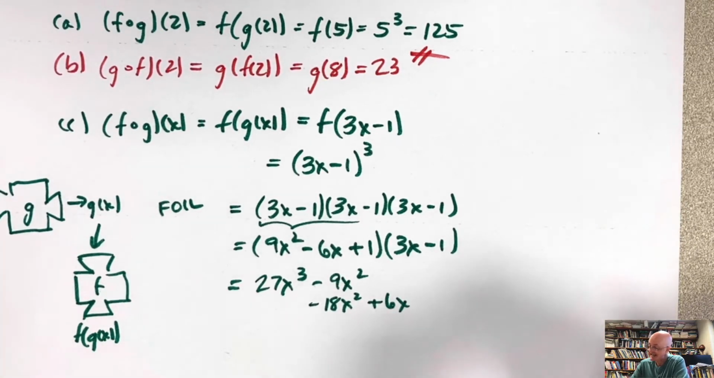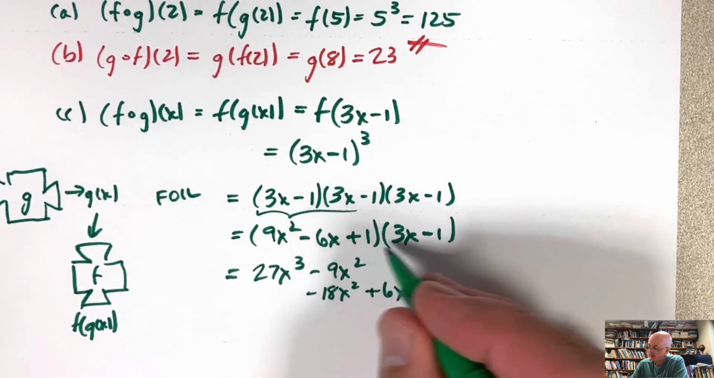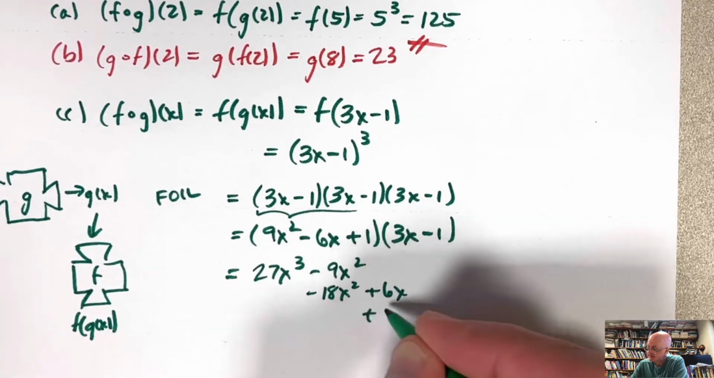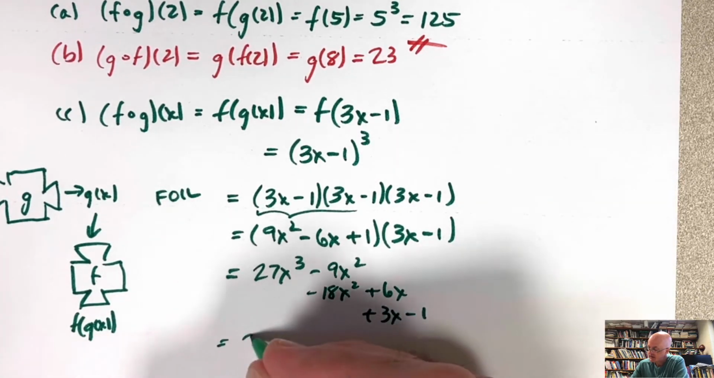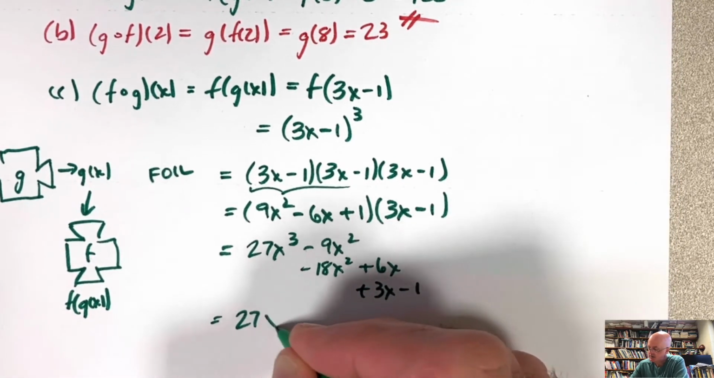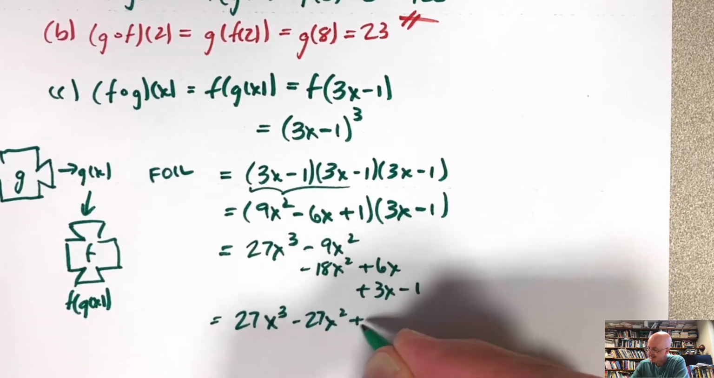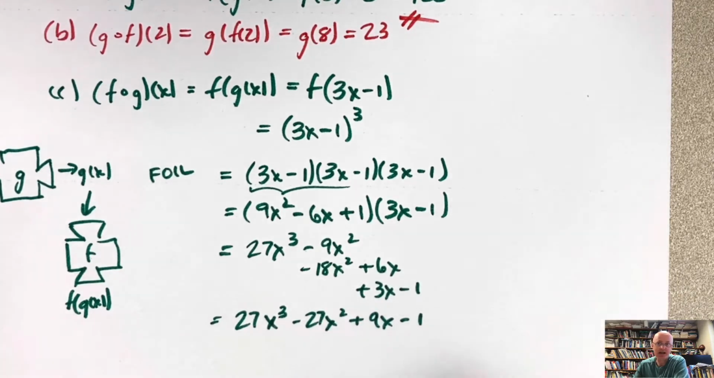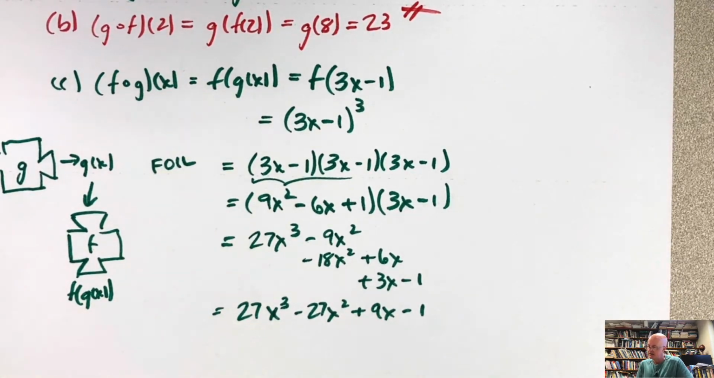Hopefully I don't make a mistake. Double checking my work here. And then do it with the 1. 1 times 3x is 3x. 1 times negative 1 is negative 1. Now combine the like terms. 27x cubed minus 27x squared plus 9x minus 1. If there's a mistake, I'll make a note about it in the video. I think that's right. Don't think I made a mistake. All right. On to part D.